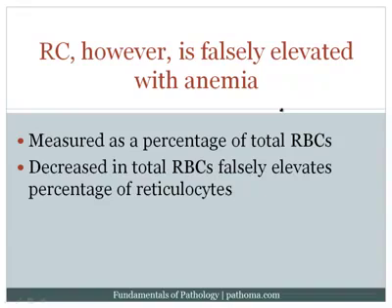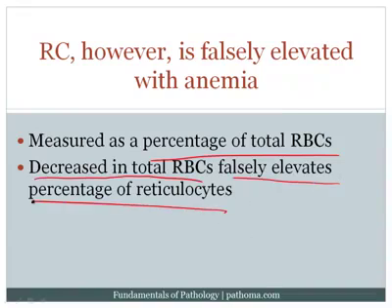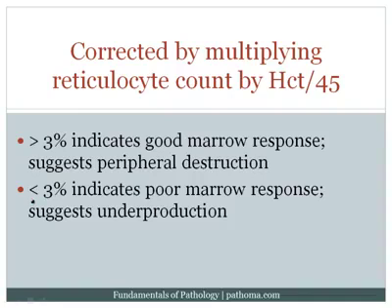And that's what I was trying to say here in your text, that a decrease in total red blood cells falsely elevates the percentage of reticulocytes. Therefore, in order to adjust for the anemia, we need to correct the reticulocyte count. And how do we correct the reticulocyte count? By multiplying it by the hematocrit divided by 45. That then would correct the reticulocyte count.